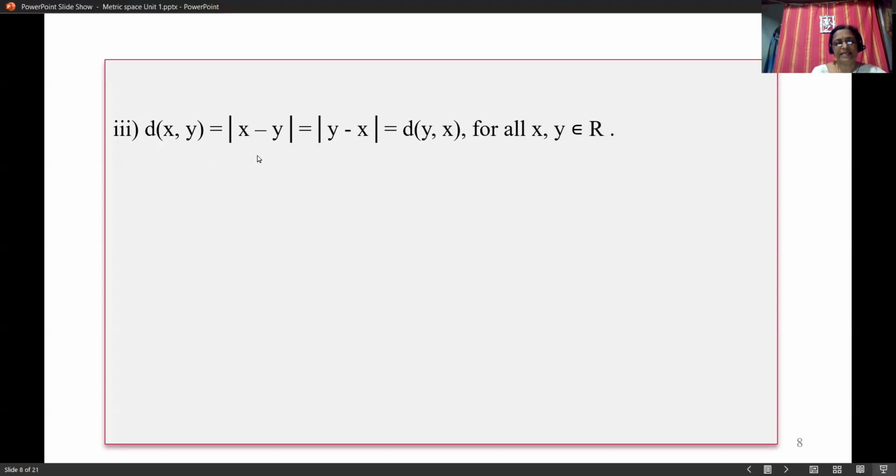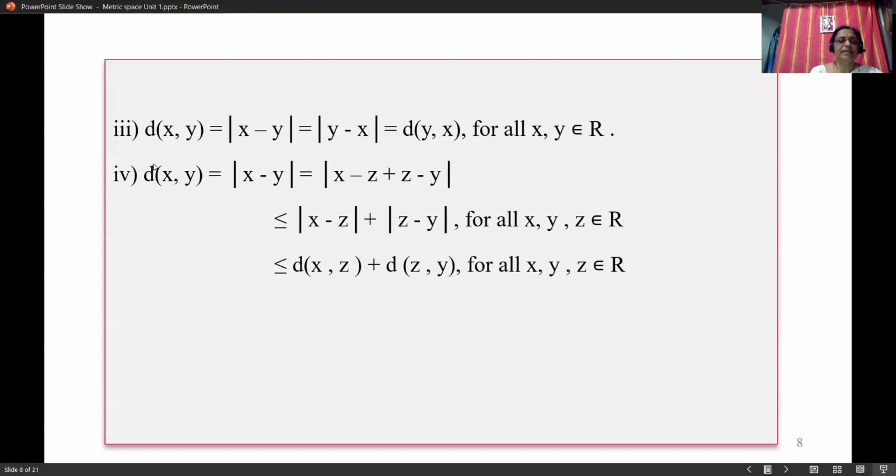symmetry condition is satisfied. Next, fourth one, d of xy. Consider d of xy, that is equal to modulus of x minus y. Now add and subtract z so that you are getting modulus of x minus z plus z minus y, less than or equal to, group the terms here, x minus z as one group and this as one term. So modulus of a plus b is less than or equal to modulus of a plus modulus of b, and therefore wherever a is there, we put x minus z, wherever b is there, we put z minus y, you will get this inequality.